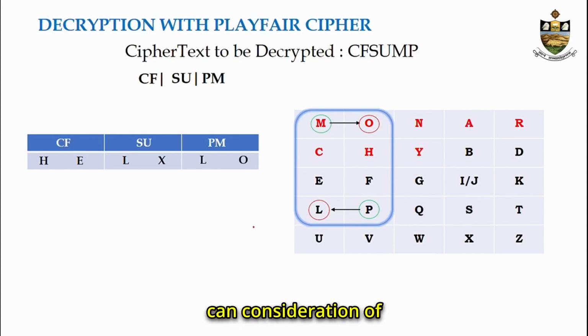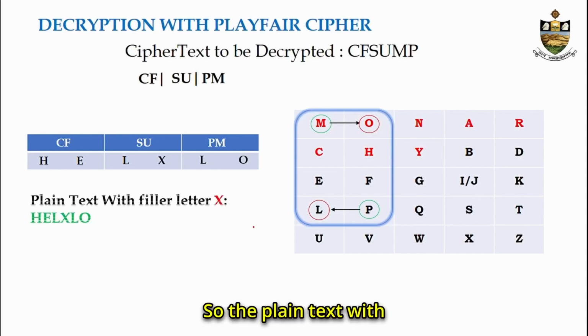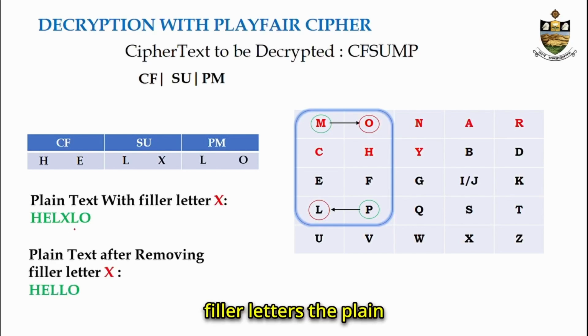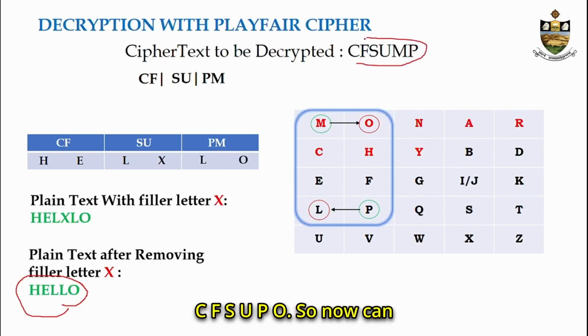Now consider the final decrypted text. The plain text with the filler letter X is HELXLO. When we remove the filler letter X, the plain text is hello. So finally we get the word hello from the ciphertext CFSUPM. Now we complete this example.